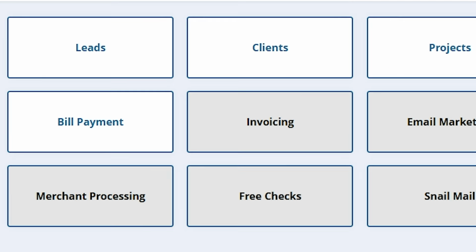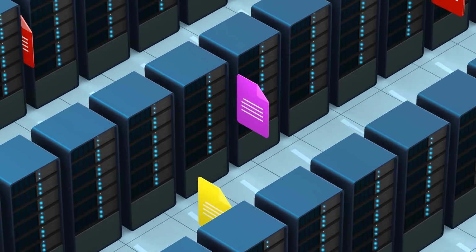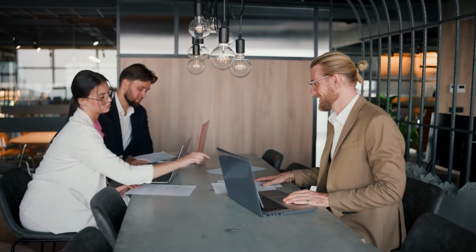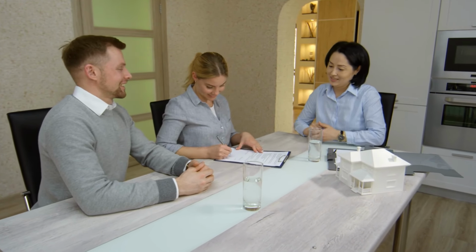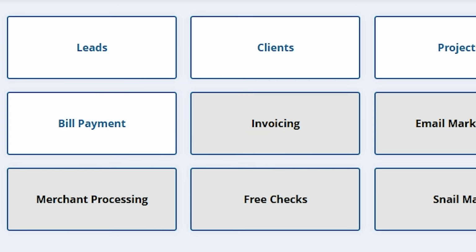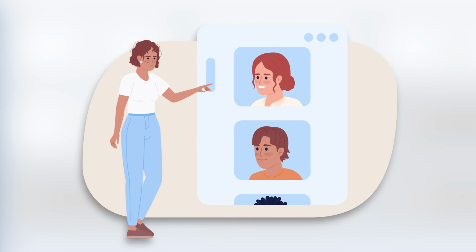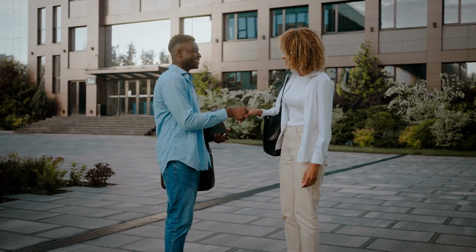Number 1. Leads module. This is where you store potential clients who might be interested in your services, or potential clients you may see that may be a good fit with your company for a specific service. Your sales team can track and convert these leads into customers. Number 2. Clients module. All your existing customers and their details are managed here for easy follow-ups and relationship building.